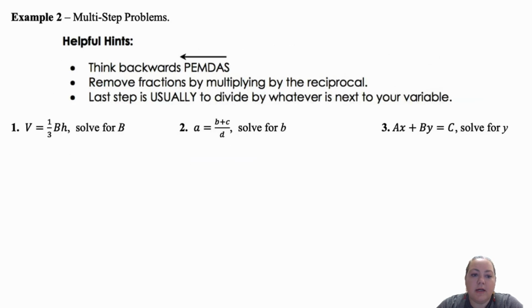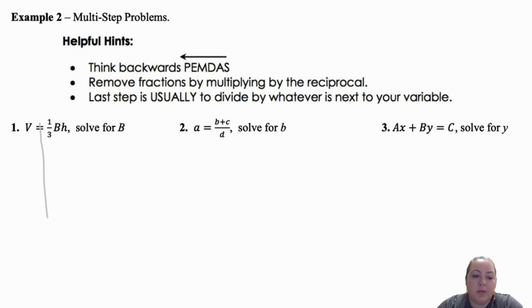All right. So some helpful hints. You want to think backwards of order of operations. So when we were doing order of operations, we did parentheses, then exponents, then multiplication, then division from left to right, then addition or subtraction from left to right. So you want to do the opposite. So addition or subtraction, you want to undo that first, then multiplication or division, undo that, then any exponents, and then any parentheses.